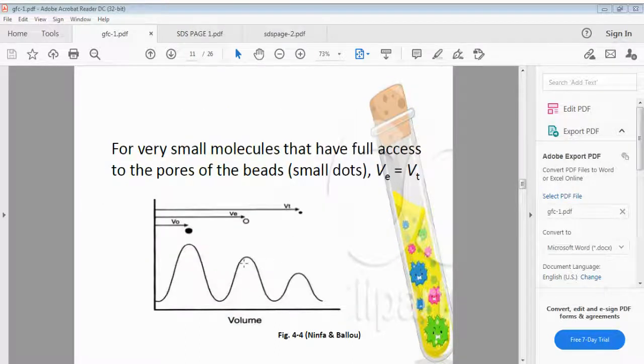Here you can see VO, the void volume, which is the volume of the mobile phase present inside the column but not inside the gel. VE is the volume of the mobile phase present inside the gel. And VT is the total volume present in the column, both inside the gel and outside of the gel. This is for very small molecules that have full access to the pores of the bead. Bigger ones will be present in the void volume, and smaller ones will be present inside the gel.